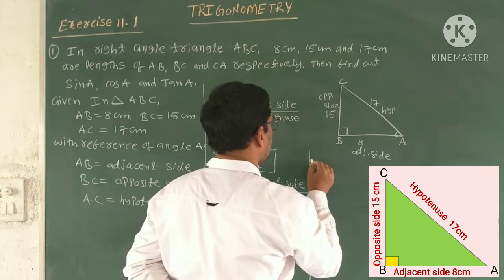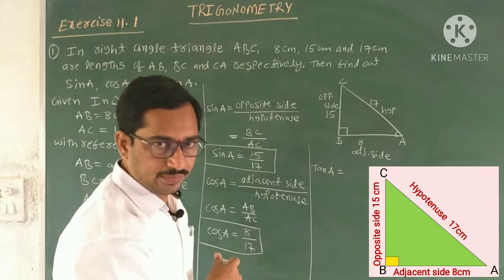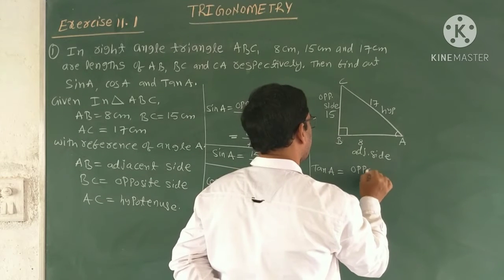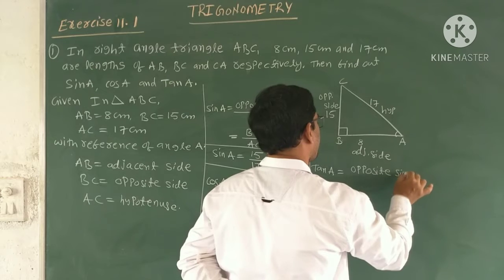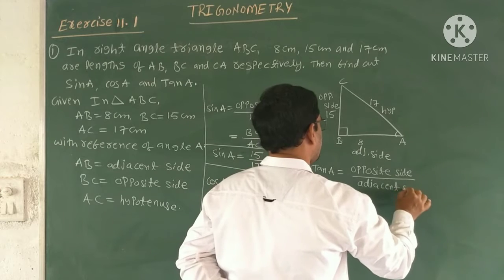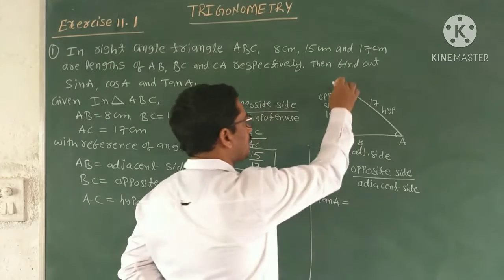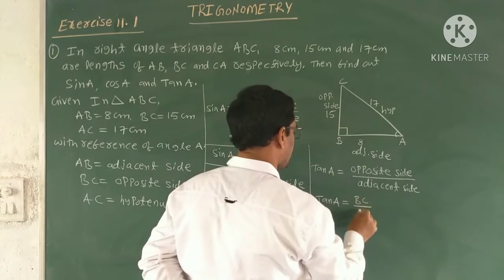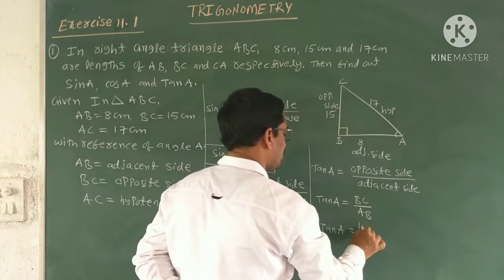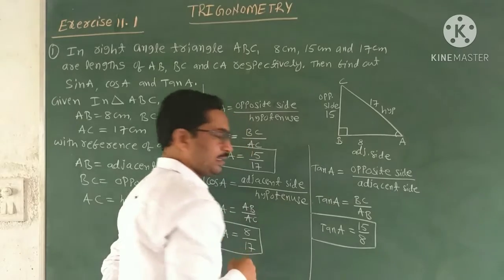Now find out the last one, tan A. Tan A formula, sin by cos, or with reference of side means opposite side by adjacent side. Now write the opposite side. The opposite side is BC. Adjacent side is AB. So tan A equal to BC value 15, AB value 8. So tan A equal to 15 by 8.